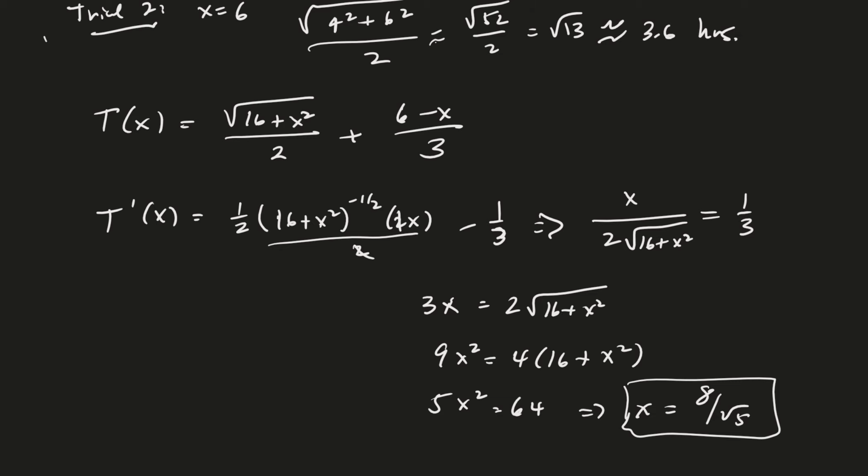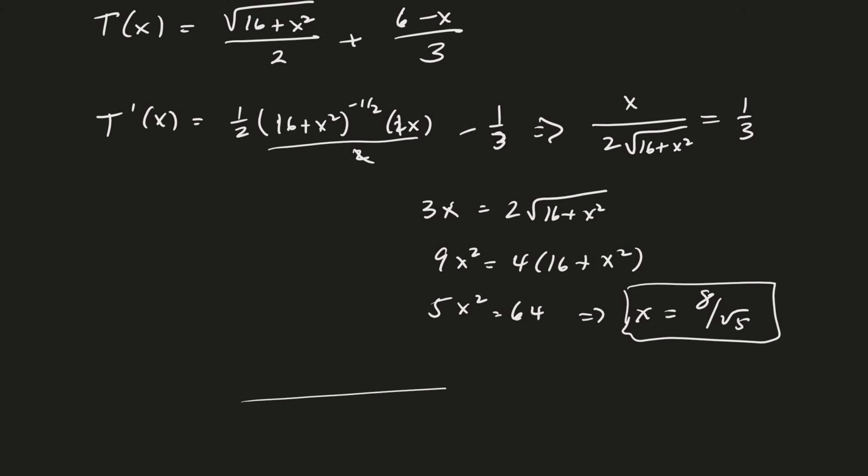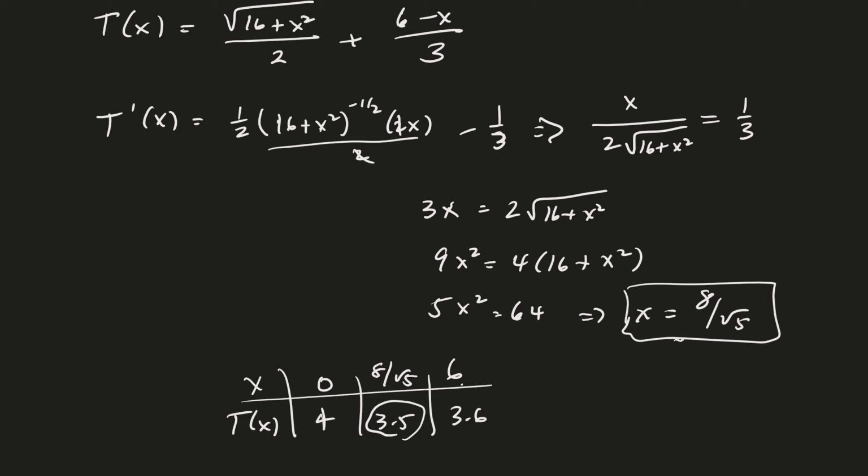Then if we double check that number on a table with x and our t of x, we went 0, then 8 over square root of 5, and then 6. 0 was 4, and if I plug in 8 over the square root of 5, I get approximately 3.5, and you can double check that. With 6, we computed that to be about 3.6. Good. And so therefore, to minimize our travel time, we'll take x to be 8 over the square root of 5. Good. And then it'll take about 3.5 hours.